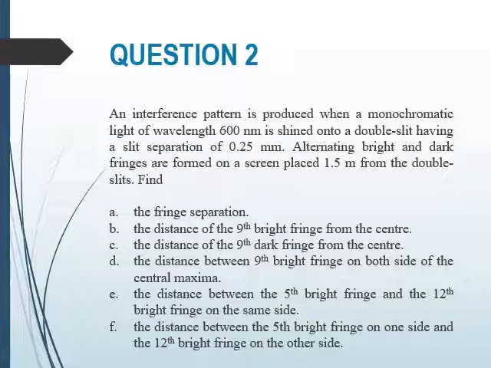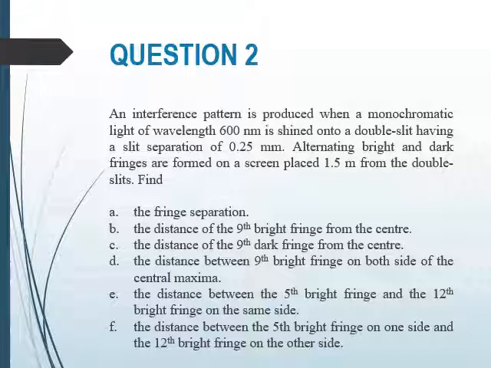Question 2. An interference pattern is produced when a monochromatic light of wavelength 600 nanometers is shone onto a double slit having a slit separation of 0.25 mm. Alternating bright and dark fringes are formed on a screen placed 1.5 meters from the double slits. Find A, the fringe separation. B, the distance of the 9th bright fringe from the center. C, the distance of the 9th dark fringe from the center.